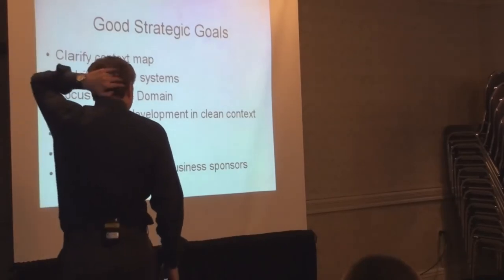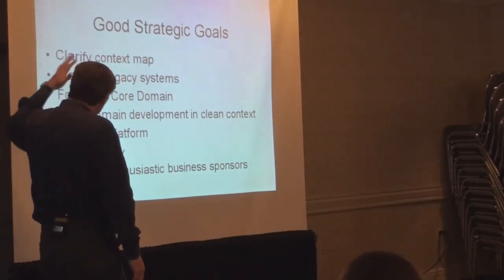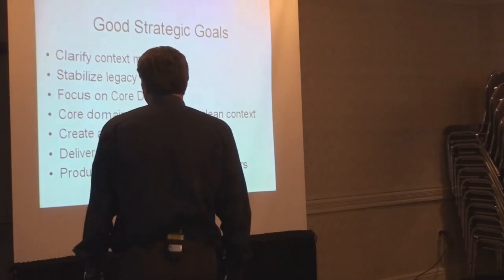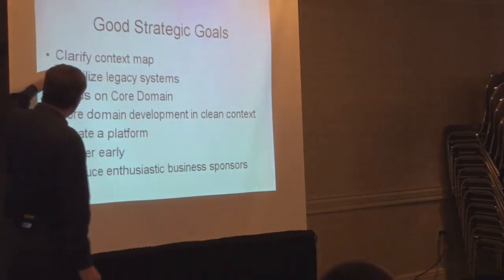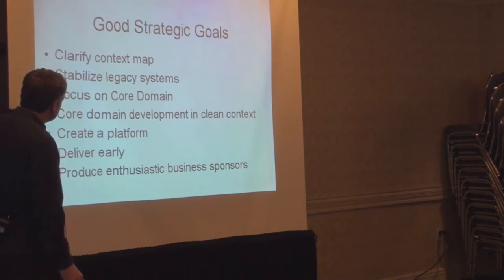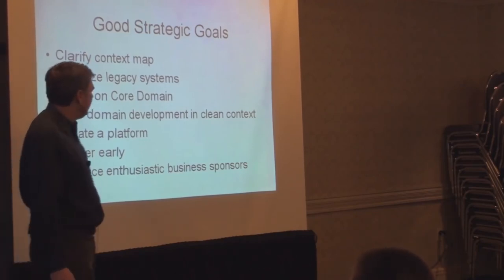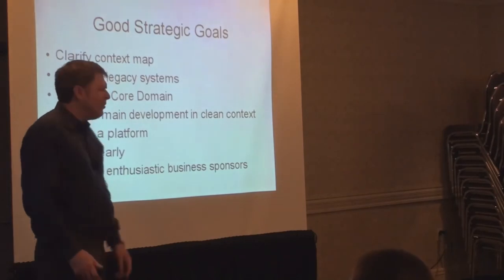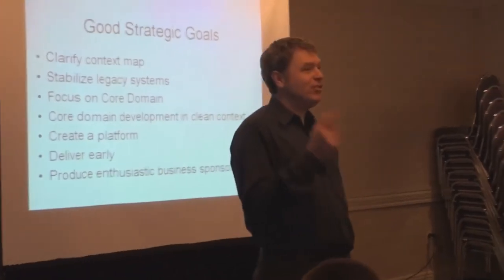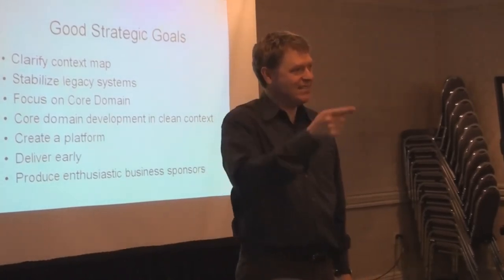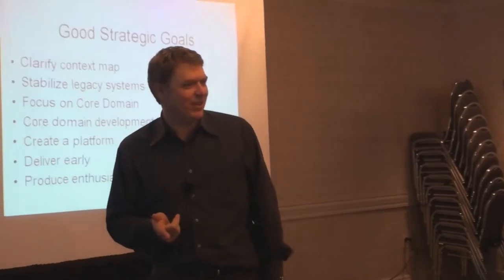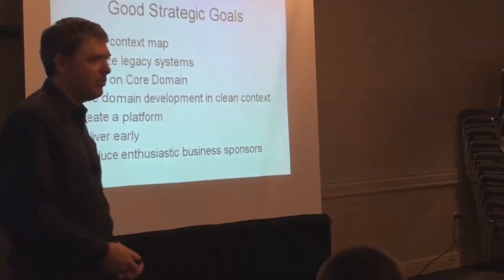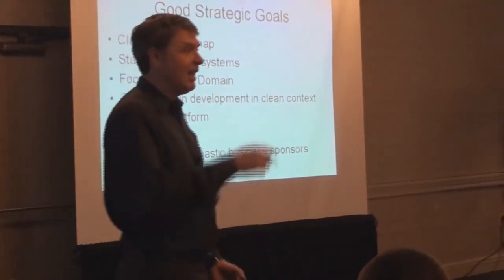So, just to kind of wrap up, some good strategic goals. Clarify your context map. Stabilize legacy systems, but then don't try to get rid of them. Just take them for what they're good for. Focus on the core domain. Get your core domain development into a clean context. That's really key. Deliver early and produce enthusiastic business sponsors. How do you produce enthusiastic business sponsors? Deliver in the core domain, right? Delivering a whole bunch of supporting stuff or generic stuff or replacing stuff they already have, that doesn't produce enthusiastic business sponsors. Delivering in the core domain does.